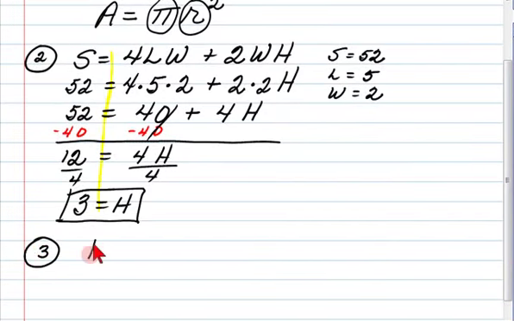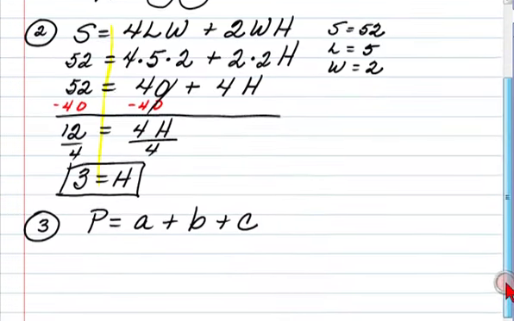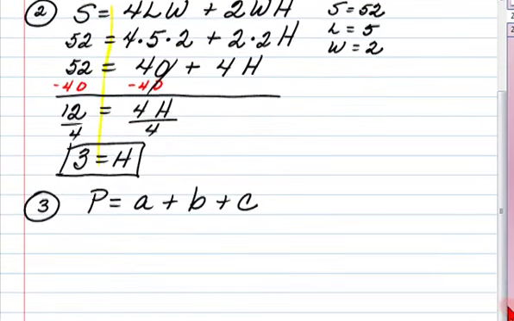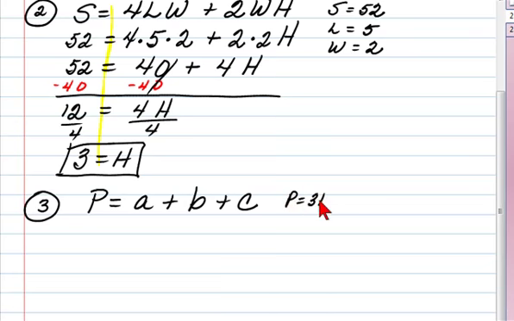Number 3, suppose I have P is equal to A plus B plus C. This is usually considered the formula for the perimeter of a triangle. You add the 3 sides together. And I'm going to tell you that P is 31, that A is 9, and B is 11.